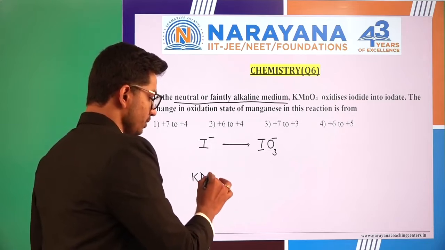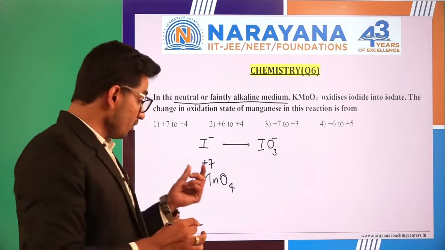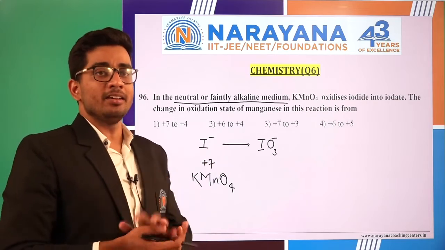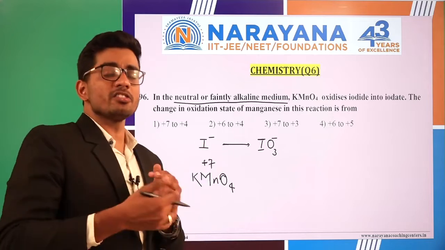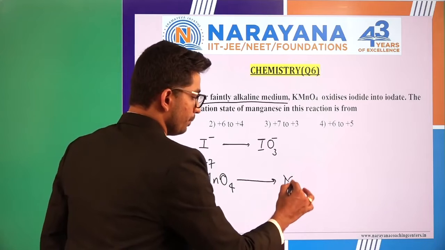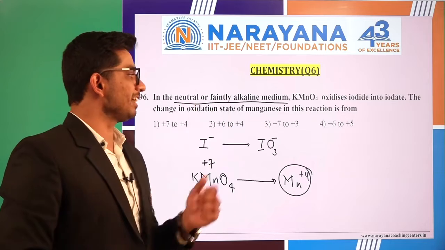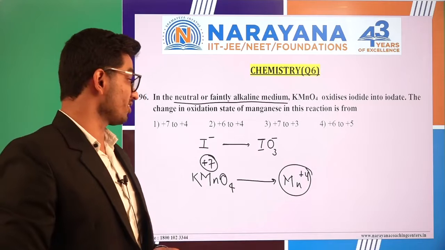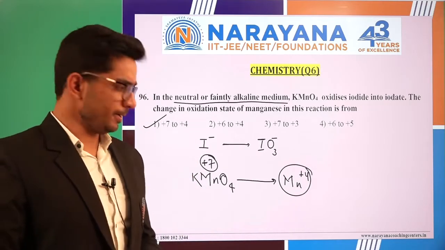KMnO4 has manganese in its highest oxidation state, that is +7. Since it is acting as an oxidizing agent, it will be reducing itself. So the oxidation state of manganese will decrease. It goes from +7 to +4. In neutral or faintly alkaline medium, the transition is from +7 to +4 oxidation state. So the correct answer is option number 1. Let's move on to the next one.